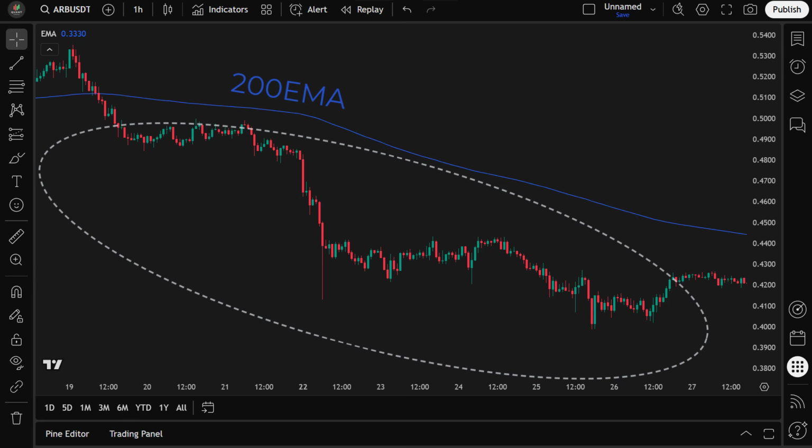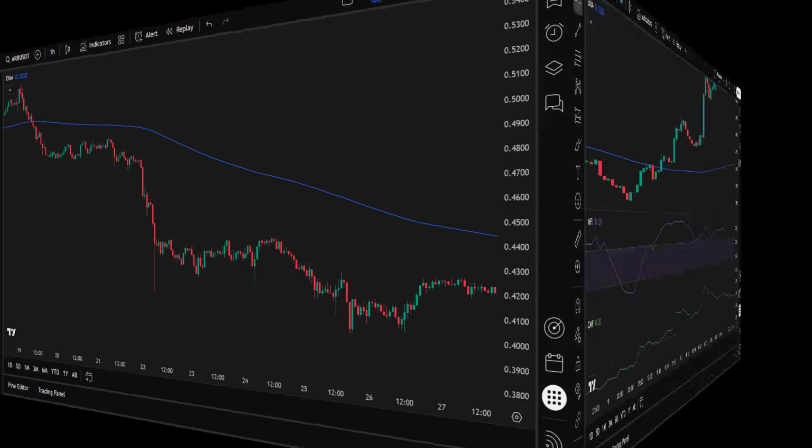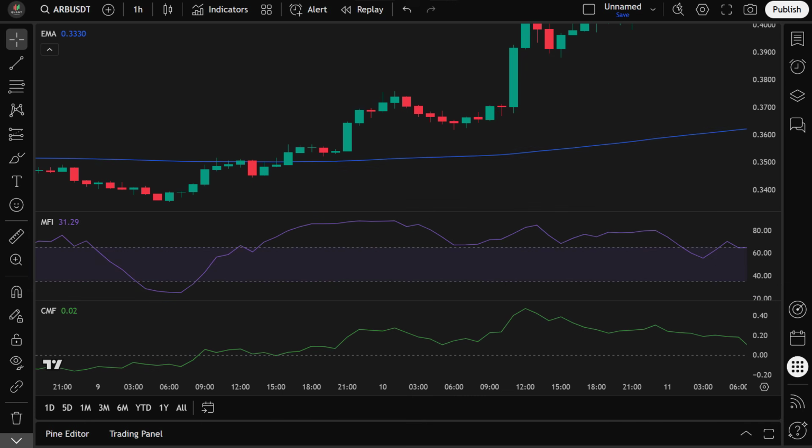By combining the Money Flow Index, Chaikin Money Flow, and the 200 EMA, we can create a powerful momentum-based trend-following strategy. Now that we understand how each indicator works, let's walk through how we combine them to identify trade setups and generate entry and exit signals. To enter a long position, we wait for all of the following conditions to be met.